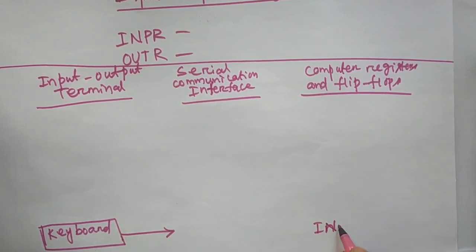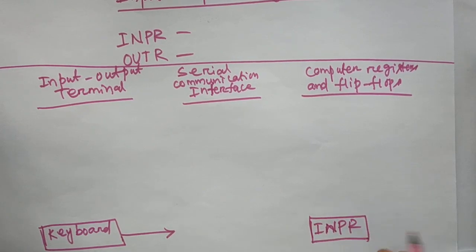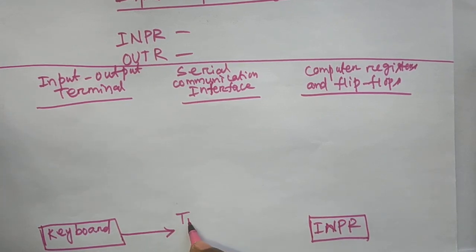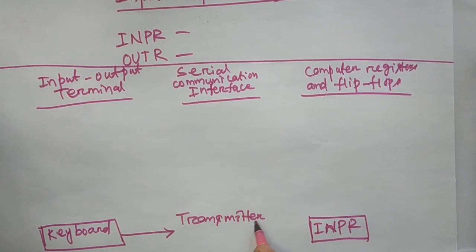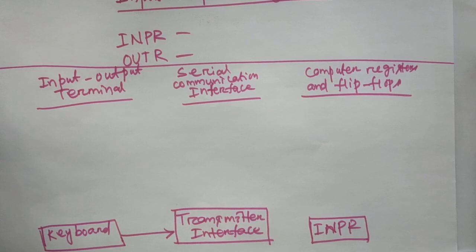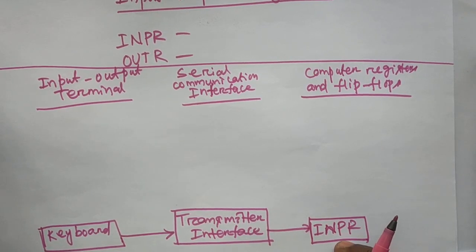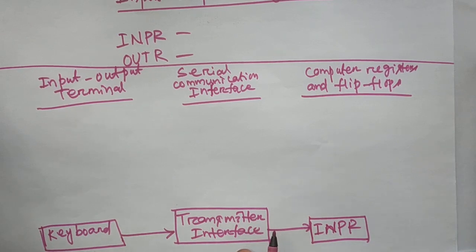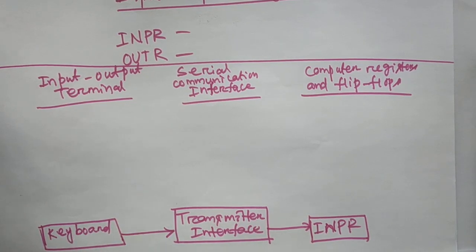This register receives the data from the keyboard, but the data cannot be received directly. There is a serial interface, which we can call the transmitter interface. Through the transmitter interface, the keyboard data can be received by the input register. Whenever any key is pressed on the keyboard, the transmitter translates that data into a form understood by the input register. It cannot receive directly. The transmitter translates the data from the keyboard to the input register.